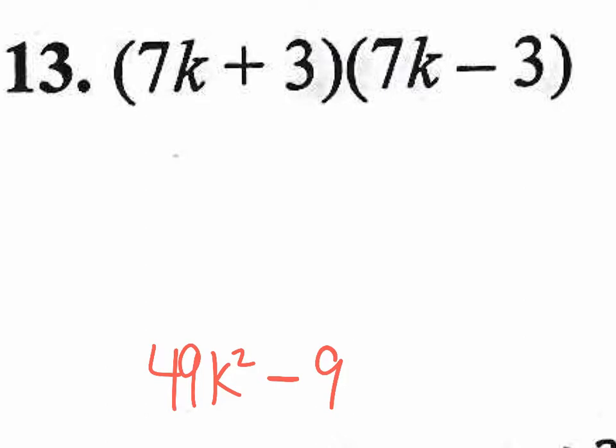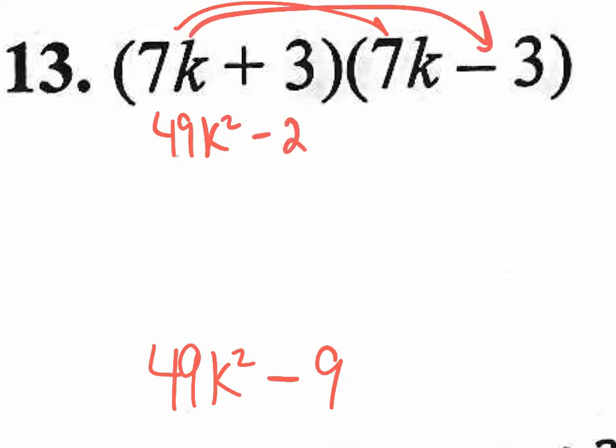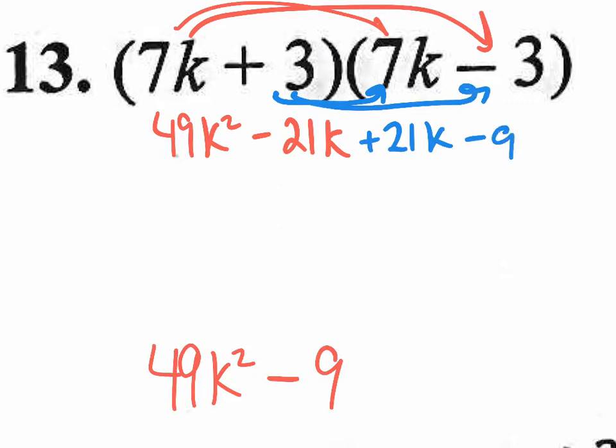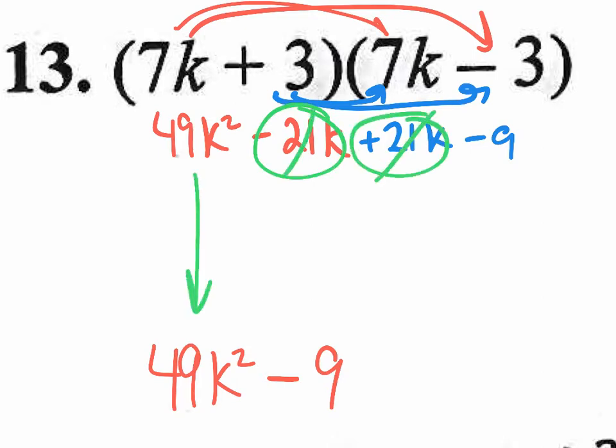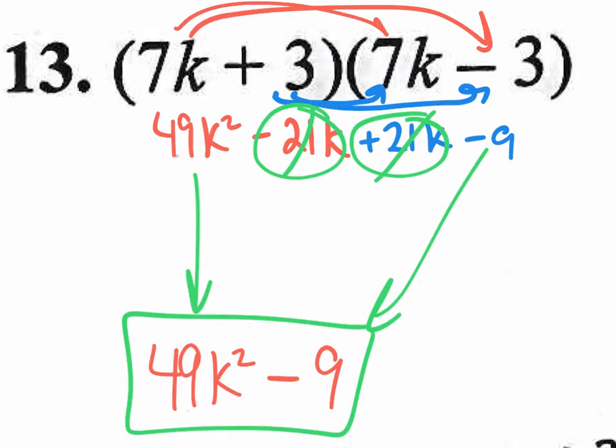But if you want to, go for it. 7k times 7k, 49k squared. 7k times negative 3, negative 21k. Positive 3 times positive 7k, positive 21k. And then positive 3 times negative 3, negative 9. So once again, we already know these guys can't cancel out, and there's your answer that we had on the shortcut anyway. So the shortcut's great when you have 1 plus, 1 minus.